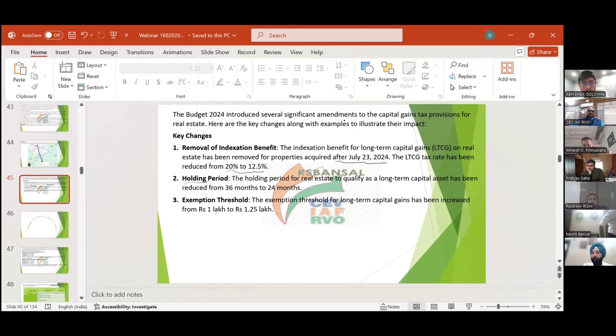Second thing is the holding period. The holding period for real estate to qualify as a long-term capital gain asset has been reduced from 36 to 24 months, which was already there. Then the exemption threshold. The exemption threshold for long-term capital gain has been increased from 1 lakh to 1.25 lakh. So if you get a capital gain of up to 1.25 lakh, you will not be subjected to any tax liability. This was earlier 1 lakh.